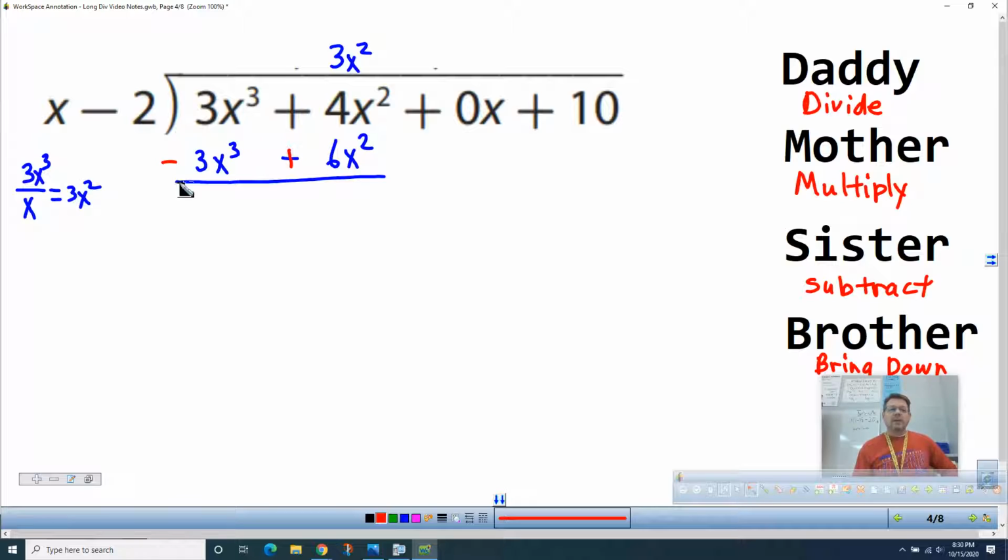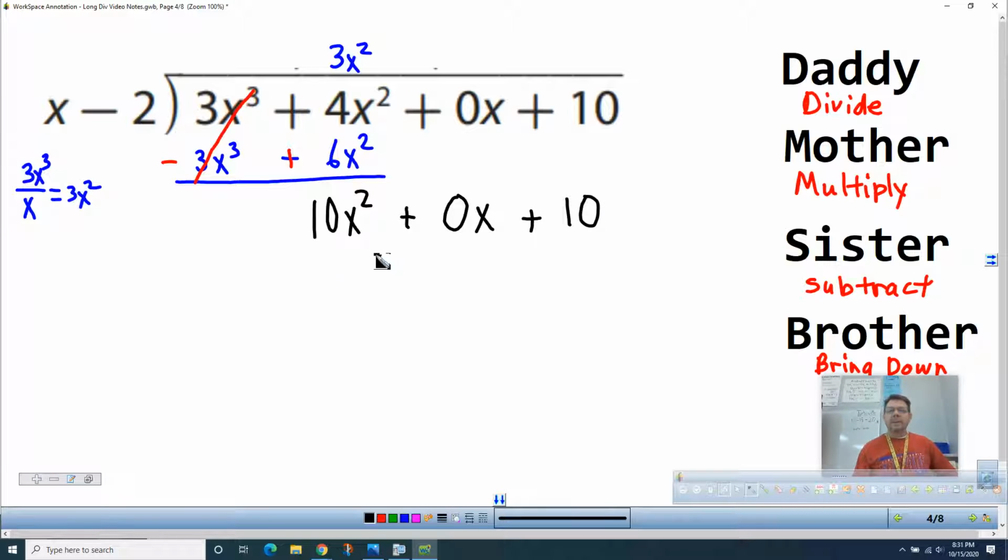Okay, so now that we've got that written in, let's do the subtraction. So this should cancel. Double check that. You take 4 and 6, make 10x squared. So there's our subtraction. Now we're ready for brother, which is bring down. How much do you bring down? Well, at least bring down the next term. You can always bring down everything if you'd like. It's not going to hurt to bring down everything.